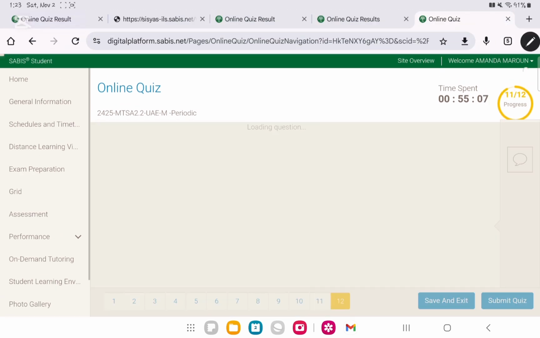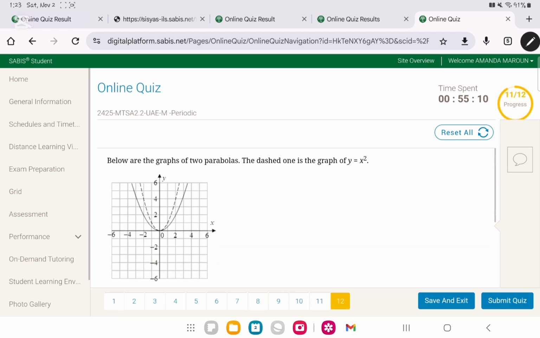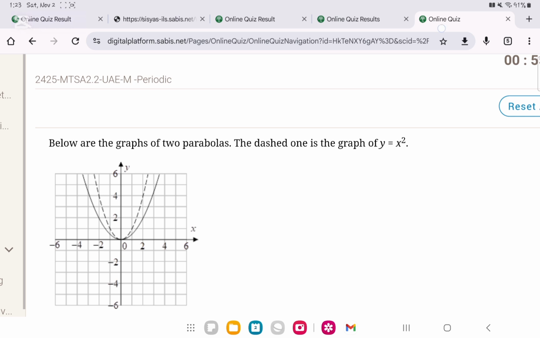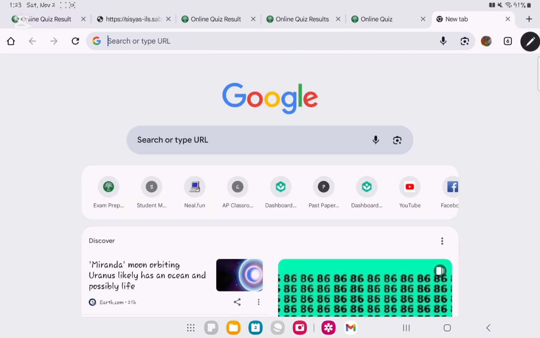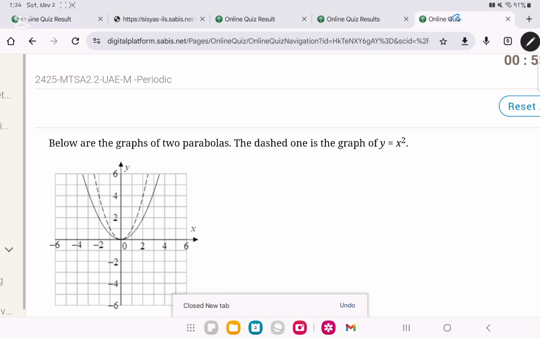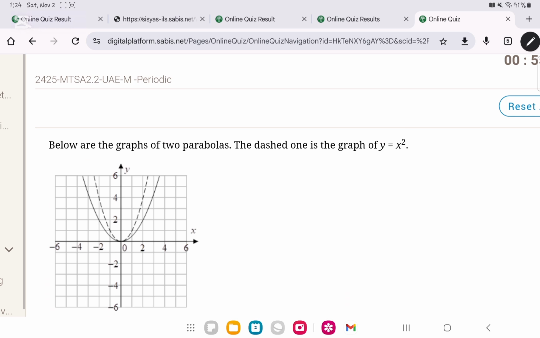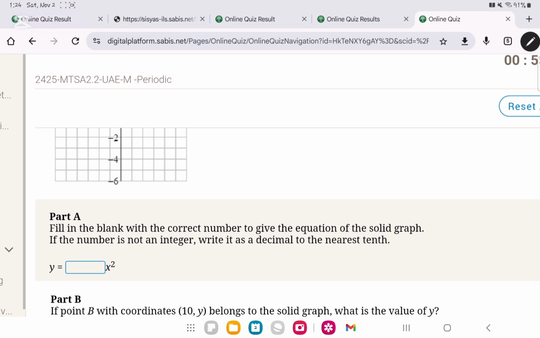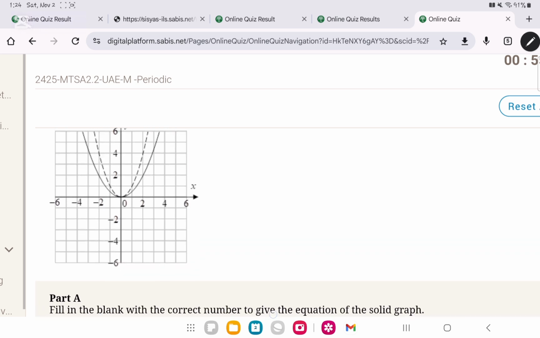Now we proceed to question number 12, which is the final question, a very important question. They told us we have 2 parabolas. The dotted one is the graph of y is equal to x squared. So this is the parabolic function, the most simplest one. Then we go down. They told us to fill in the blanks. Let us go up again.